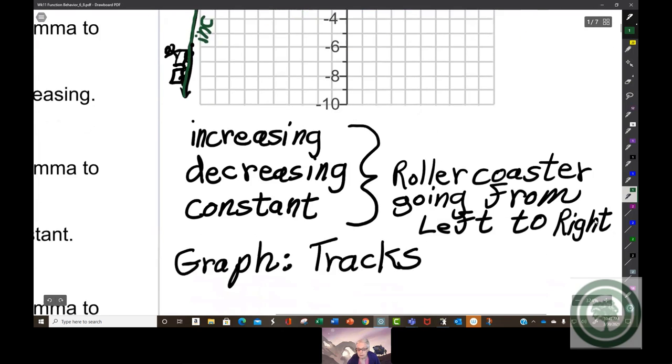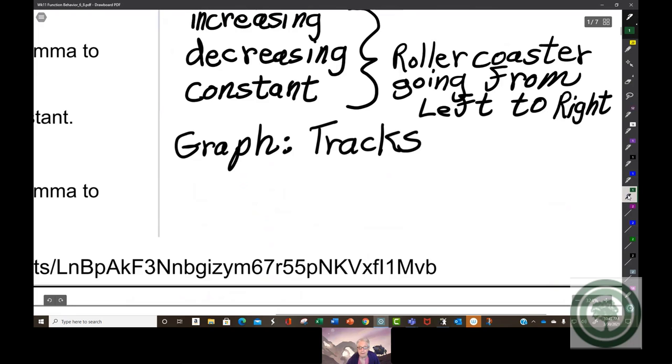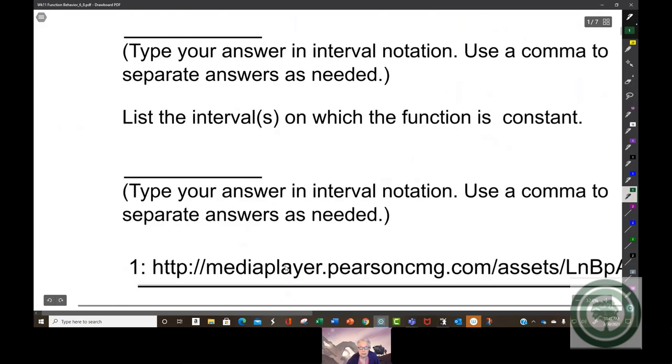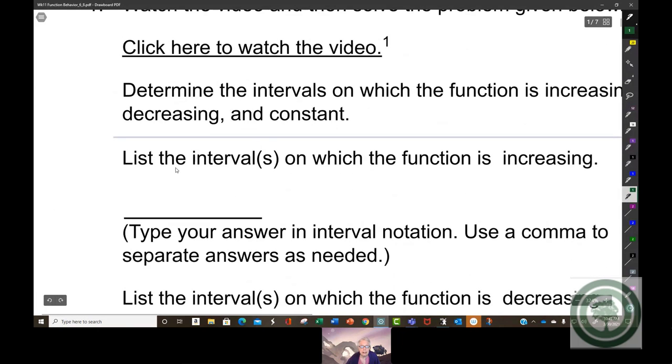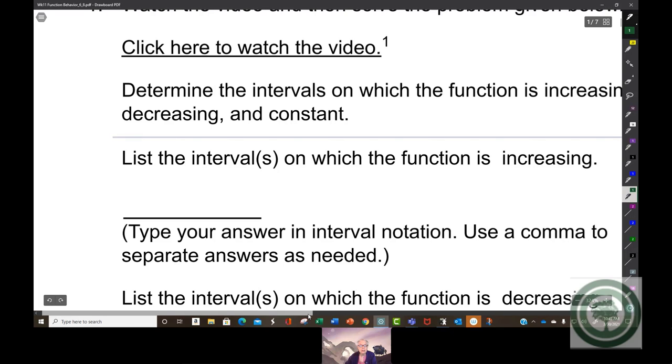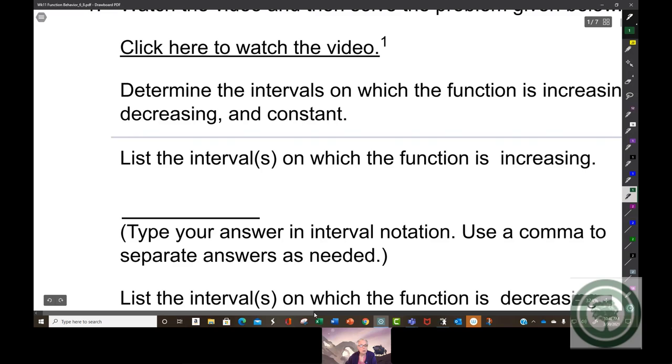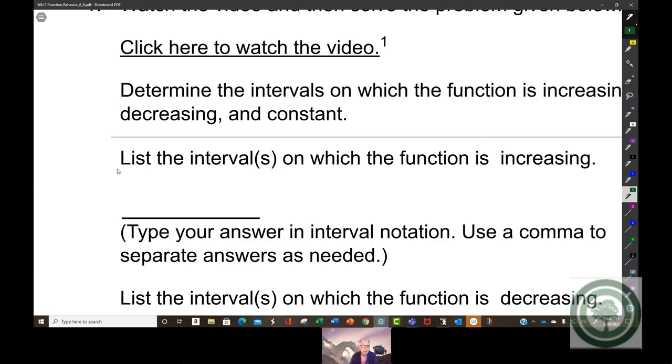So let's write that down. In fact, I can write it over here, because these are what you're being asked. List the intervals on which the function is increasing. And it says list. That's an important word that we need to pay attention to. When you make a list, you say something, comma, something. That's what we do with these intervals.